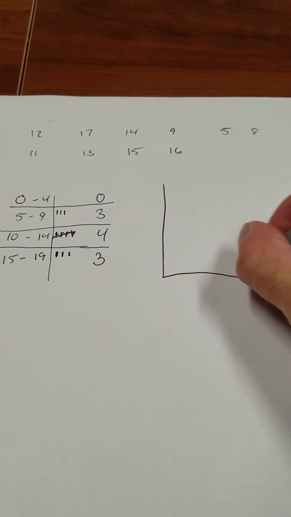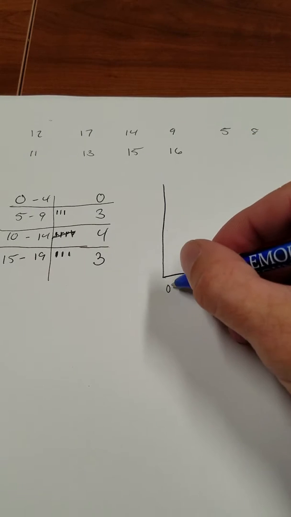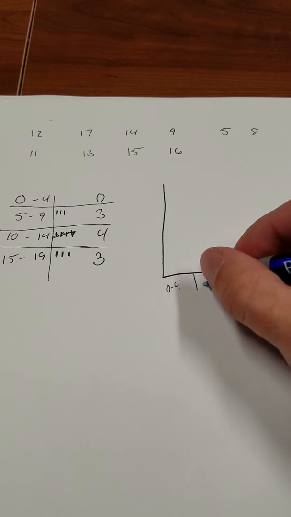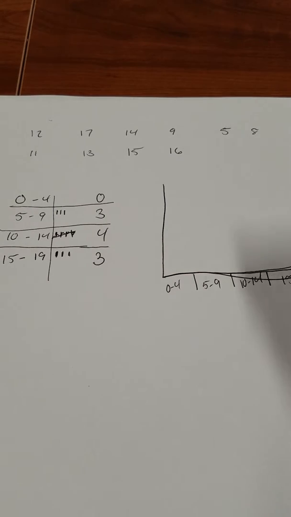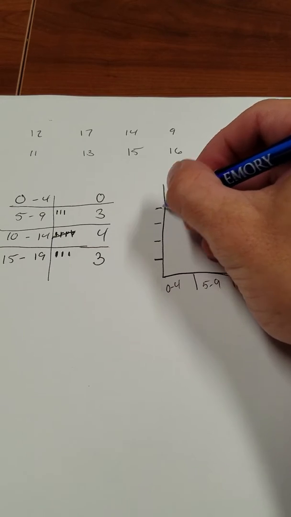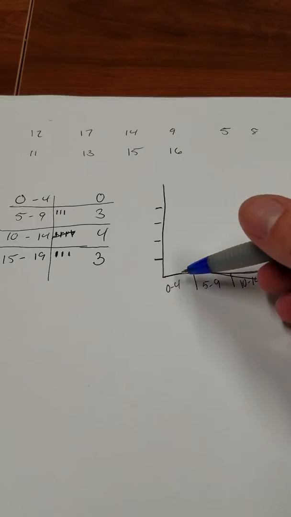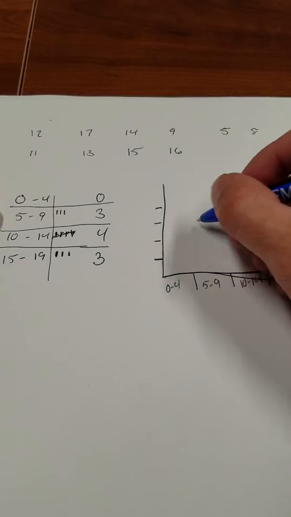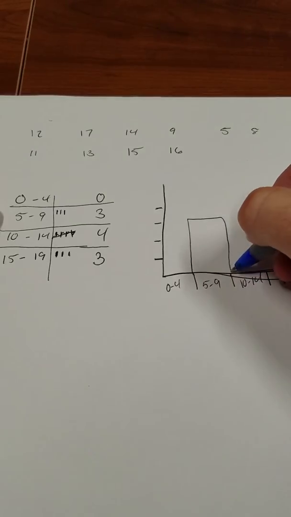Now, creating our histogram. That's a beautiful straight line right there. I'm an artist. Now, at the bottom you draw your bars, 0 to 4, 5 to 9, 10 to 14, and then 15 to 19. Okay? Up the side is going to be the frequency, whatever it happens to be. In this case, I'm just giving you some random numbers. So 0 to 4 is 0, which means I don't draw a bar at all right there. 5 to 9 is 3, which means when I draw this up, the entire width of the bar is that.